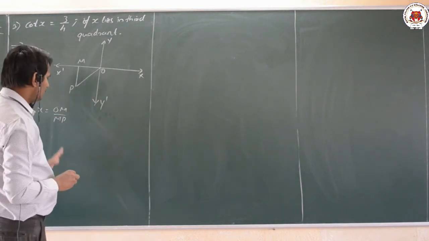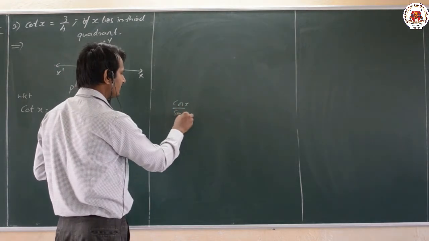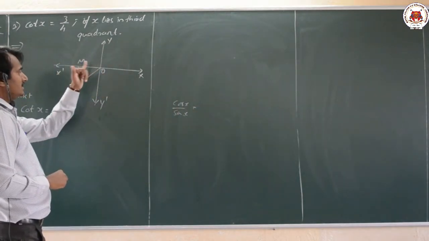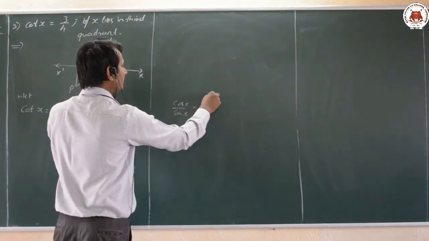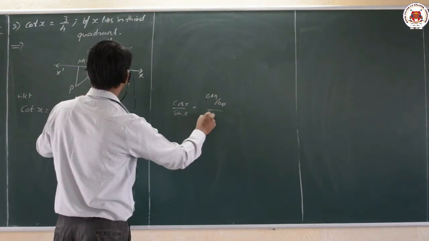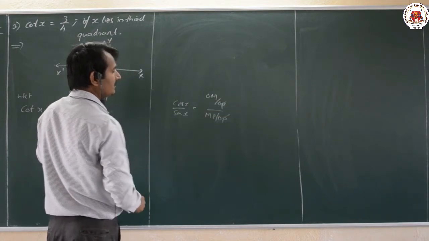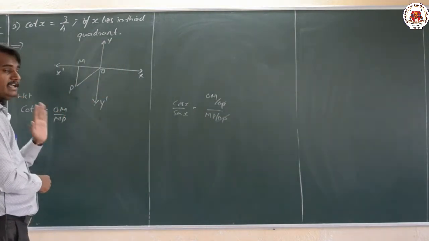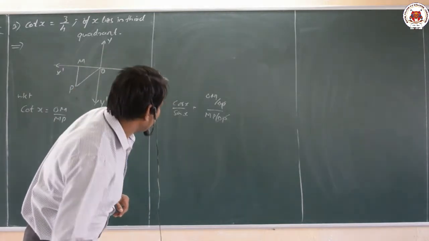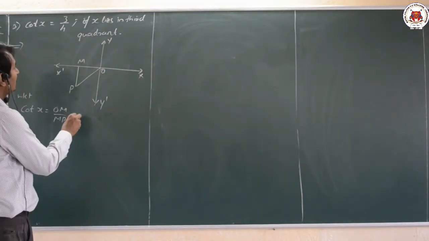Cot means cos x divided by sin x. Cos x means adjacent by hypotenuse, that is OM divided by OP. And sin x means opposite by hypotenuse, that is MP divided by OP. Here OP gets eliminated. The remaining part is OM divided by MP, and its value is given as 3 by 4.